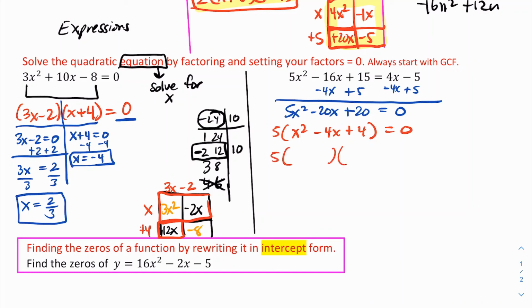So when I factor this, you don't actually have to do the box method to factor this because it's a 1x squared now. So you're just looking for the numbers that multiply to 4 that add up to negative 4, which are negative 2 and negative 2.